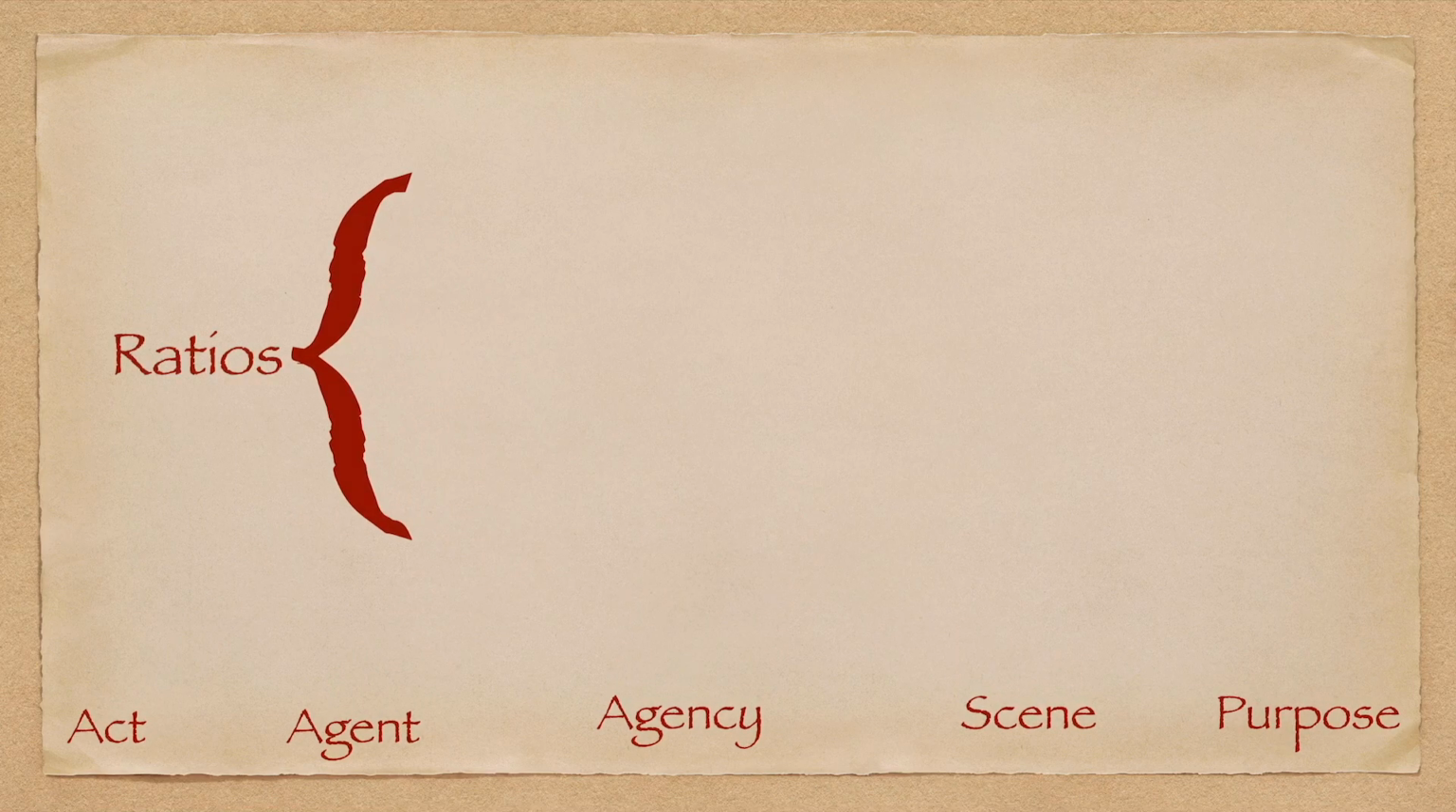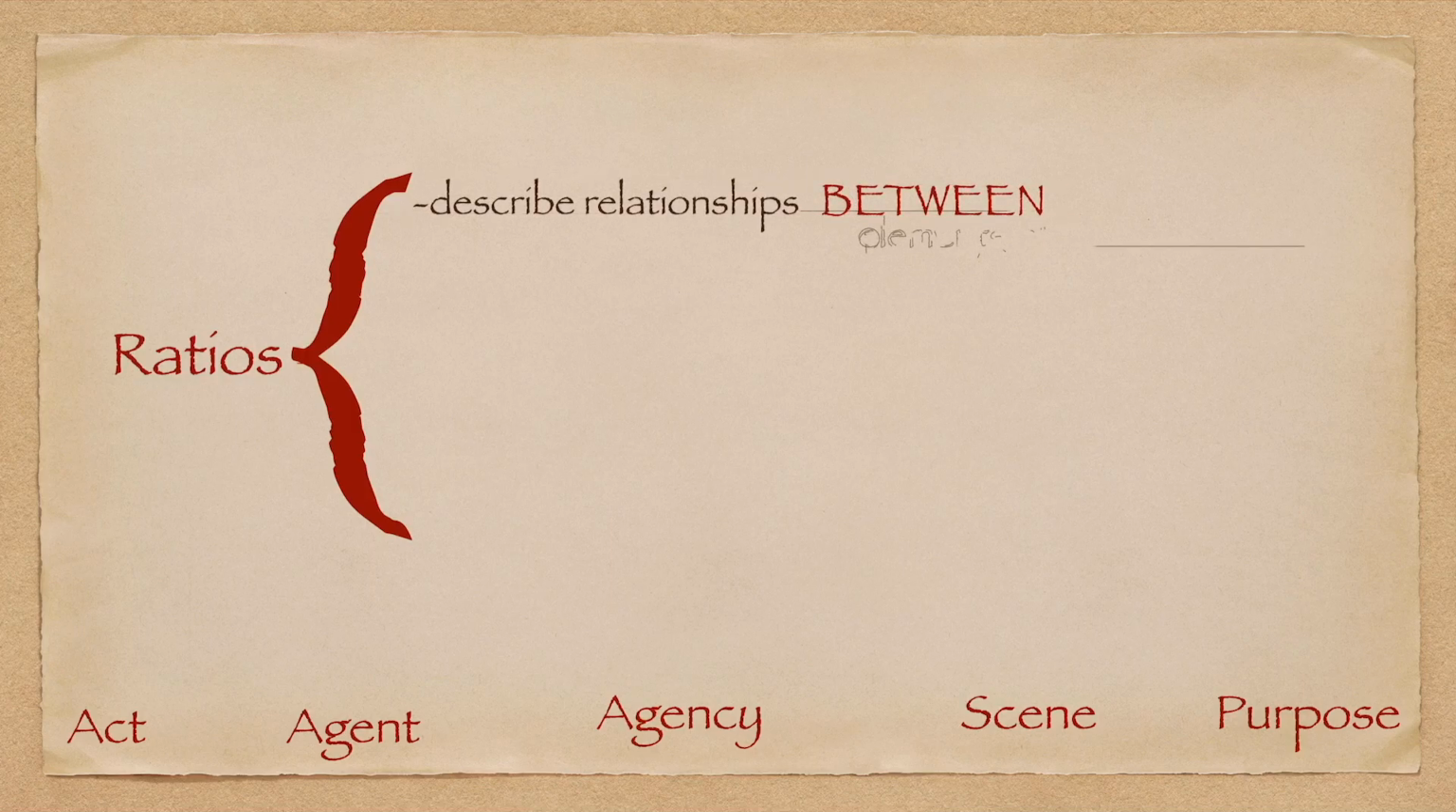We're going to lay those out at the bottom, and we're going to explore ratios. Now, ratios are supposed to explain to us the relationship between each element in the pentad, how the agent is related to the scene, how the agency is related to the agent, how the purpose is related to the act, or the act to the scene, or the scene to the agency. Any combination here of 2 elements of the pentad will form a ratio. So the goal of that ratio is essentially to describe the relationships that exist between these various elements inside the pentad.